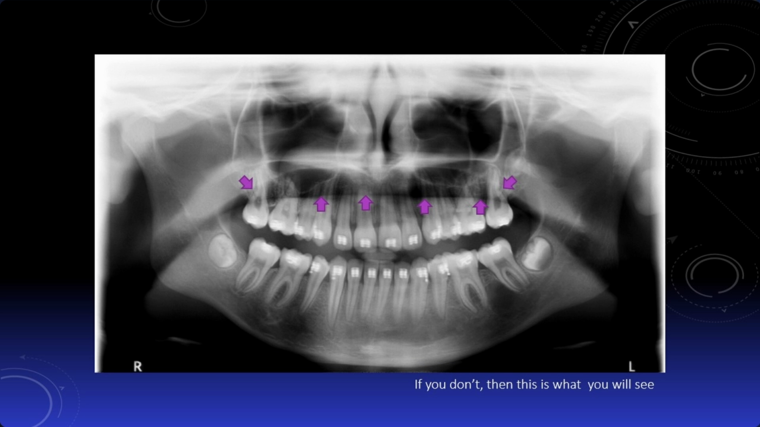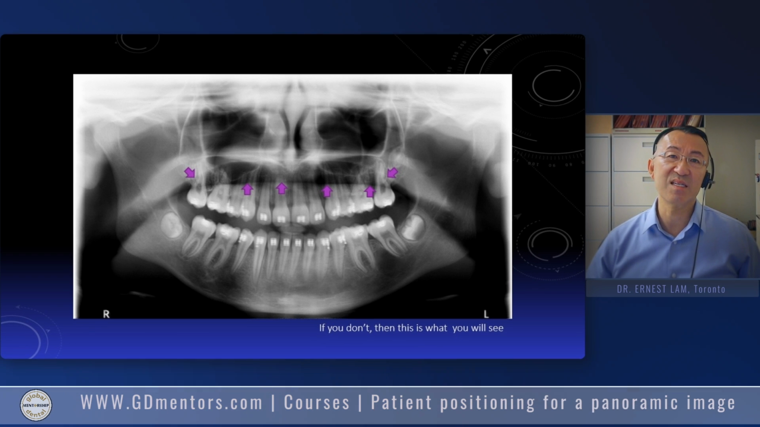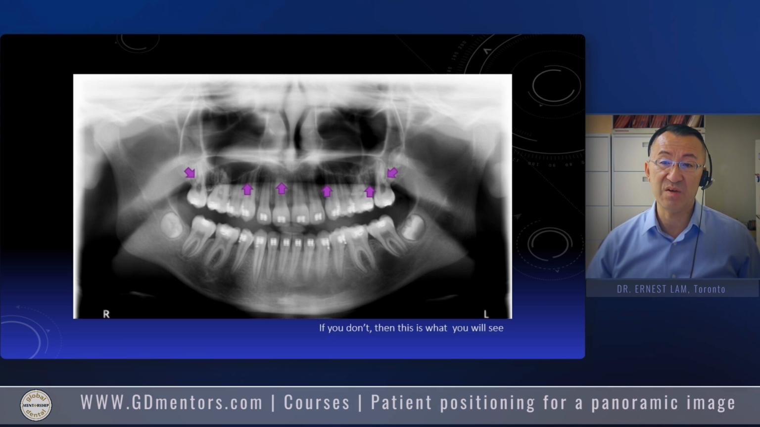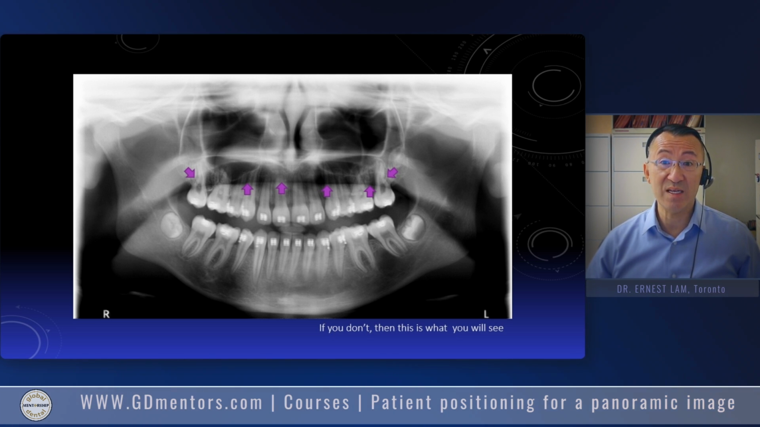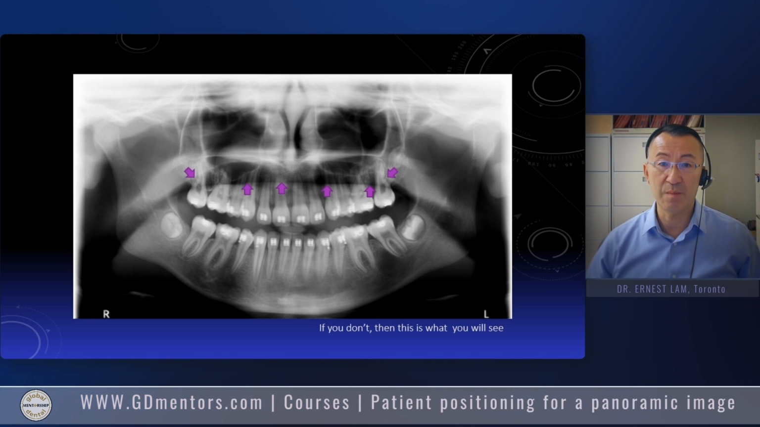If you don't ask the patient to move their tongue up to the roof of their mouth, you will see a dark or radiolucent area across the roots of the teeth. In some instances, this will obscure the roots of the teeth because the bone here is very, very thin, and the area may become overly attenuated or overly absorbed by the radiation, and it will simply penetrate the area too strongly, therefore masking the roots of the teeth.